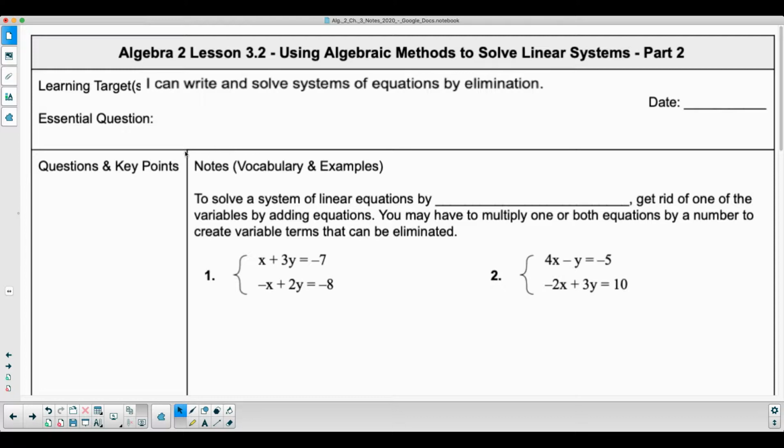Welcome to 3.2 Part 2, Writing and Solving Systems of Equations by Elimination. In Part 1, you looked at substitution. Now we're going to look at elimination and what pros that kind of has in helping solve systems.